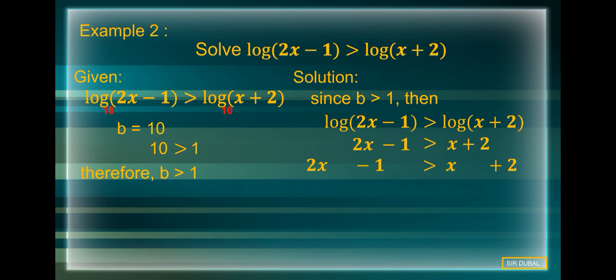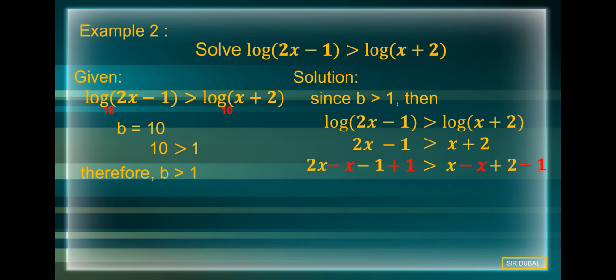In solving for x, we are going to apply the subtraction, the addition, and the division rule. So to do it, we need to subtract x in our right side. Since we are subtracting x in our right side, we are also going to subtract x in our left side. Then we are also going to add 1 in our left side. Since we are adding 1 in our left side, we also need to add 1 in our right side.